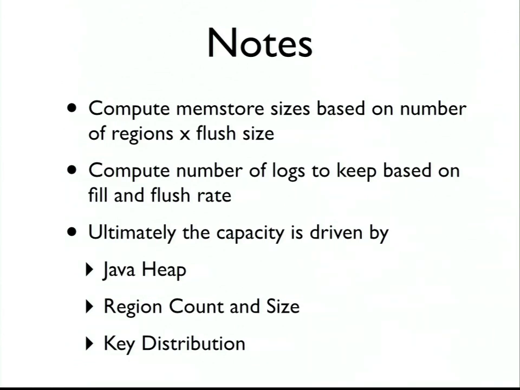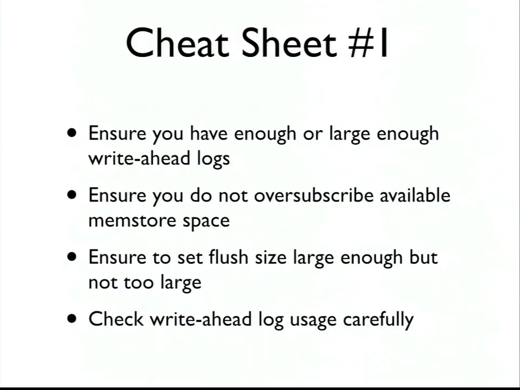So ultimately, the capacity of an HBase region server is driven by the heap size, the region count, the size of the regions, and the key distribution in general. Otherwise, you're hitting a single server. That's not good. So the cheat sheet I have: make sure you have large enough write-ahead logs so you don't flush early. Make sure you do not oversubscribe the available memstore size, because then you flush early again.